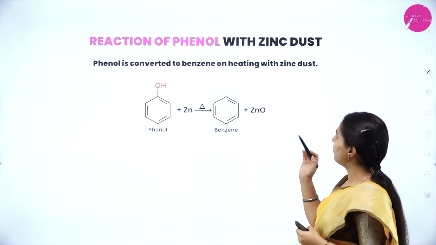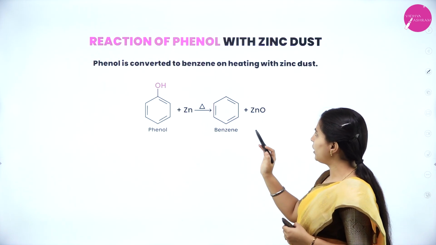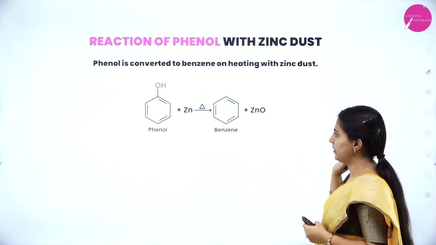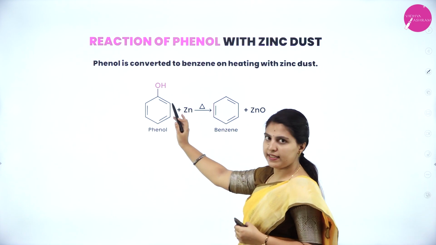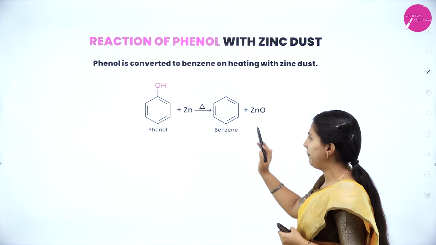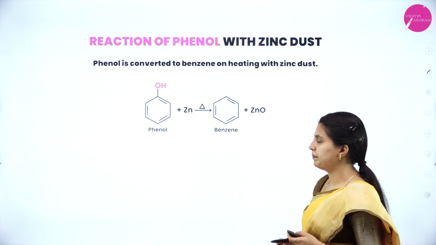Next, reaction of phenol with zinc dust. Phenol is converted to benzene on heating with zinc dust. By removal of ZnO, that is zinc oxide, it will form benzene, phenol to benzene.